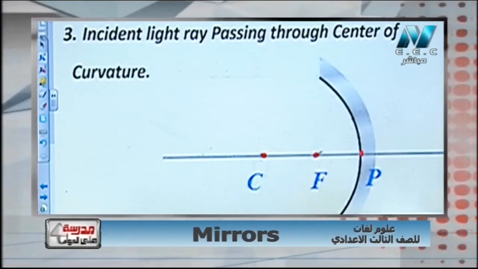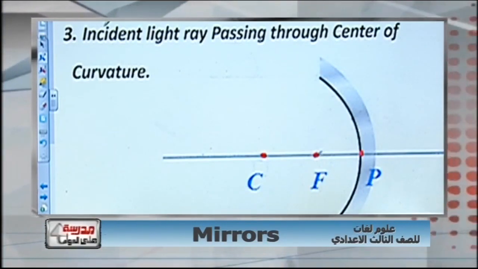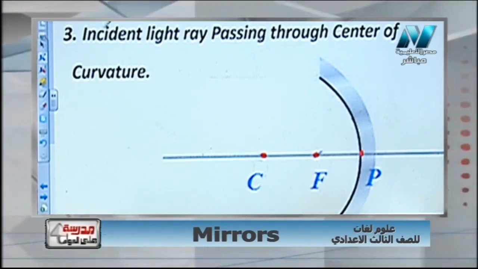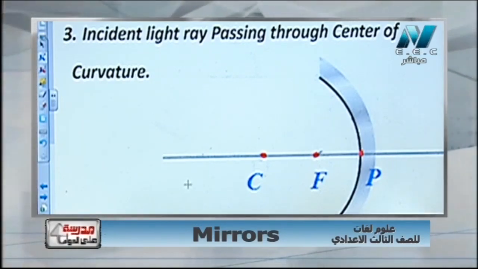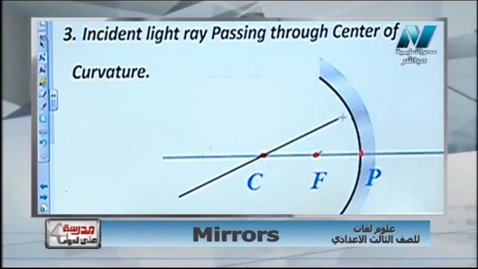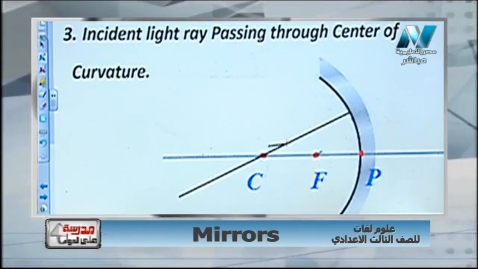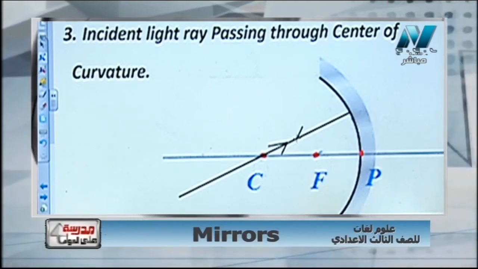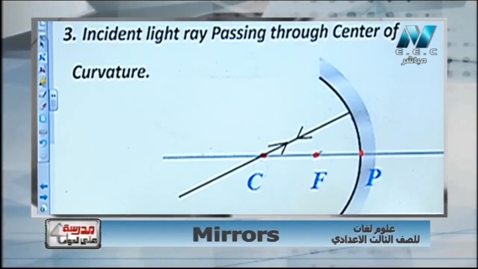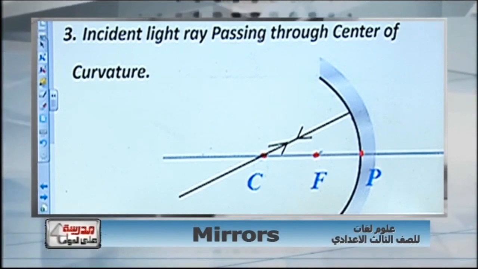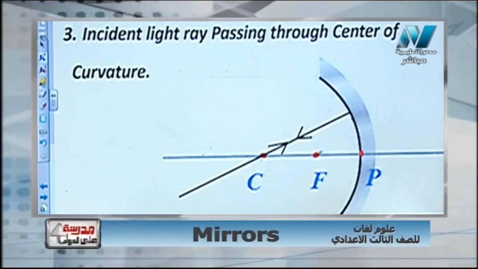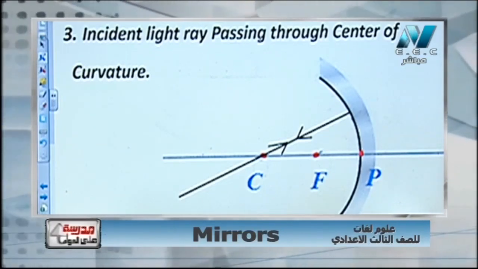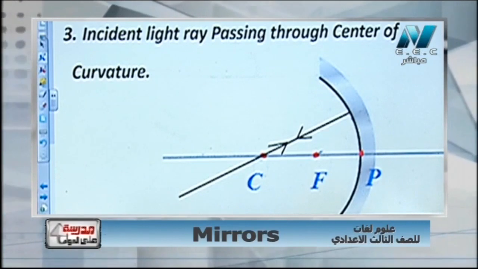Next rule is what? Incident light ray passing through the center of curvature of the spherical mirror. Here we have a spherical mirror, and it is a concave mirror. So the light ray falls through the center of curvature. In this case the light ray will reflect on itself. Why? Because the angle of incidence equals the angle of reflection, which equals 0, as we studied before in second prep, and now in third prep, but in the spherical mirror.